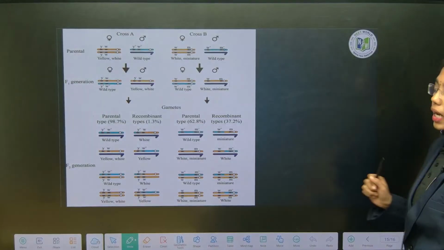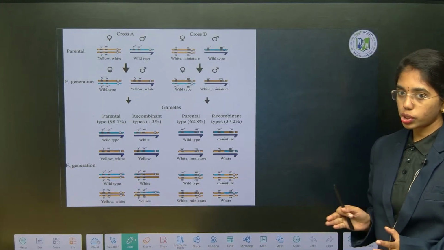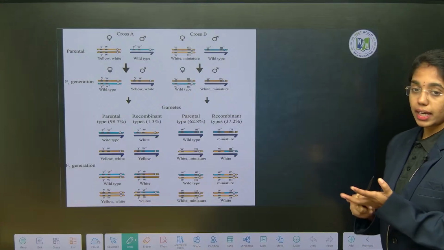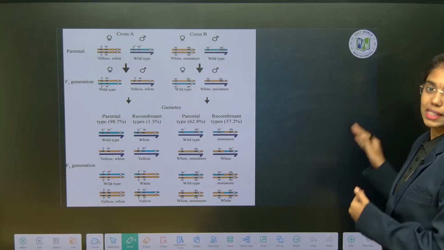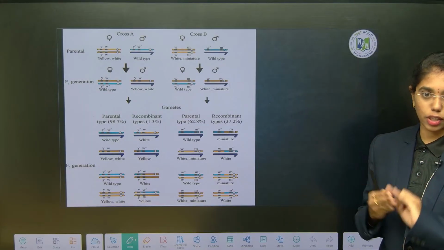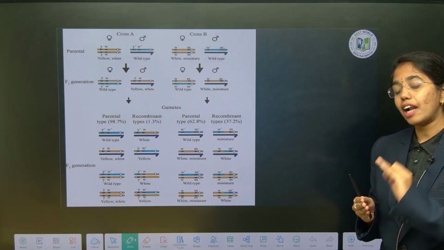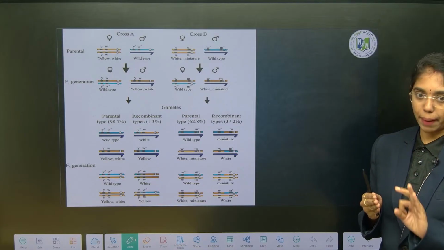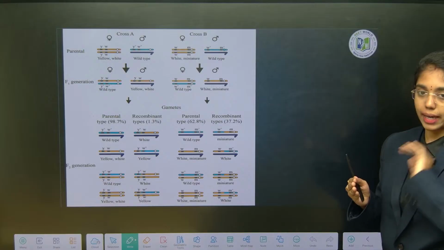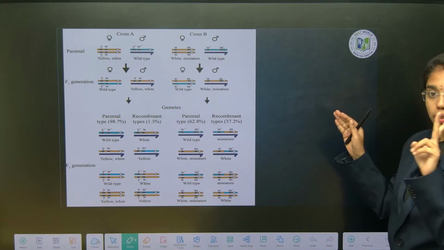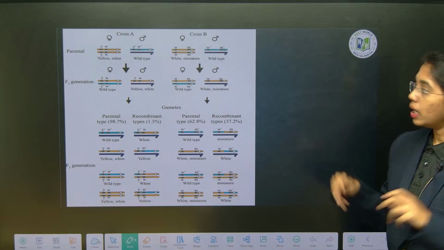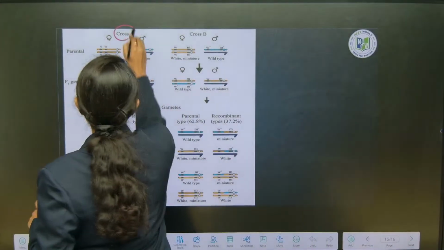Now, here there is an experiment which was conducted to identify linkage. From this experiment, two discoveries were made. One is linkage and the second is recombination. Based on that, Alfred Sturtevant gave us chromosomal mapping. Three things were done later. Okay. First, two types of crosses were done. This is cross A and this is cross B.